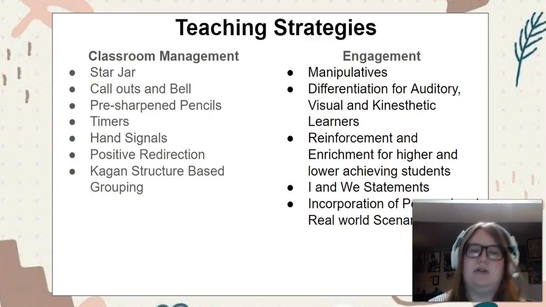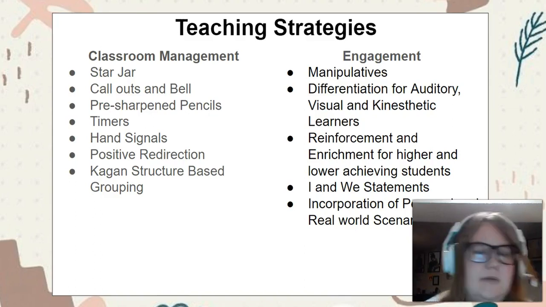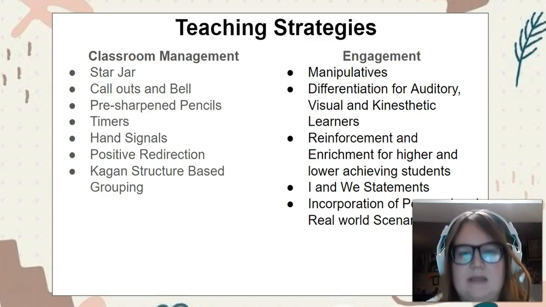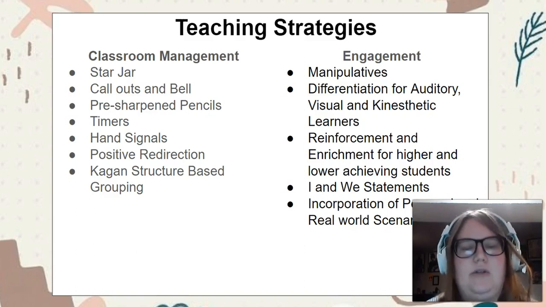And then I use Kagan structure-based grouping. I pair highs with medium highs, lows with medium lows, so that there's not too much of an achievement gap that causes unneeded struggle. I also use Kagan-based grouping, such as having partners A and B, and then partners 1, 2, 3, and 4 to work with quick ways to group students, as well as ways to recollect supplies in a quick and organized way.